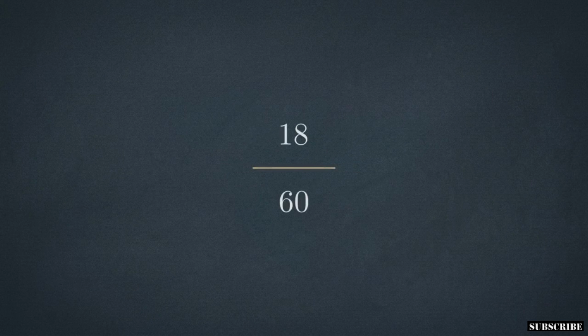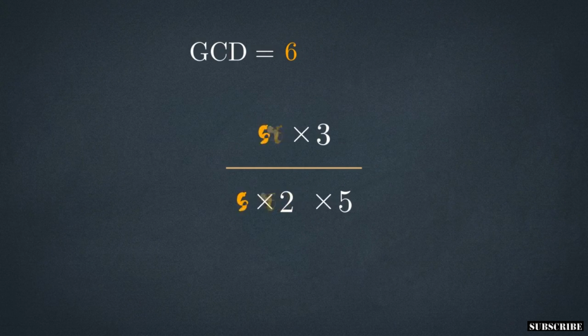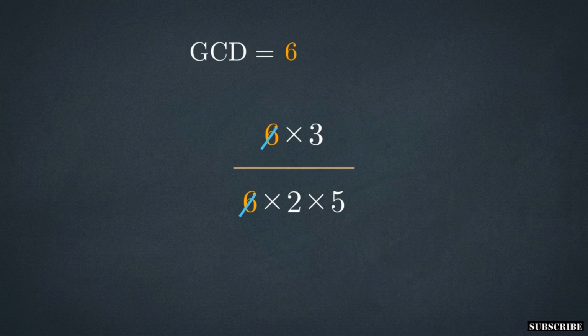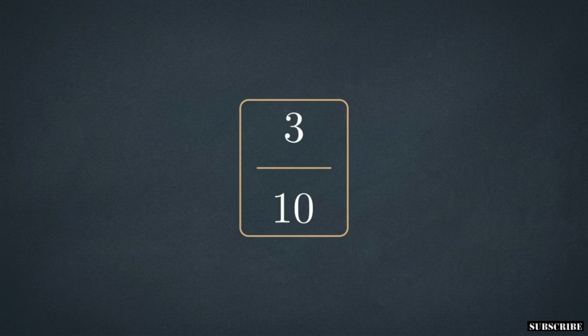Take the fraction 18/60. We start by breaking down the numerator 18 into its prime multipliers, 2 times 3 times 3. Then we break down the denominator. 60 is 2 times 2 times 3 times 5. Both share one 2 and one 3. Multiplying those shared primes gives us a GCD of 6. We can now divide both the top and the bottom by this number. Once we divide by 6, the fraction reduces to 3/10.